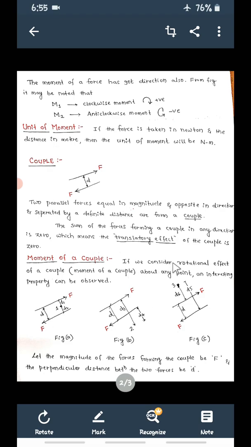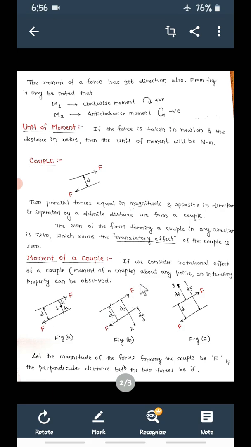If we consider the rotational effect of a couple, rotational means moment. So for the moment of this couple about any point, an interesting property can be observed. Now see here, there are three sketches, figure A, figure B and figure C. In each sketch we have taken a couple. This is force F and this is force F, with perpendicular distance d between them. We take point 1 here, and the perpendicular distances from the forces to point 1 are D1 and D2.